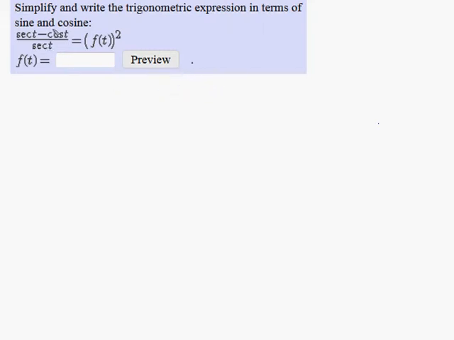In this problem, we are to simplify and write the trigonometric expression. That's this guy. It's an expression, and it has trig functions in it. The trigonometric expression in terms of sine and cosine. So I'm going to write that down.